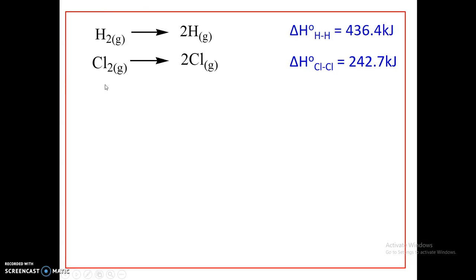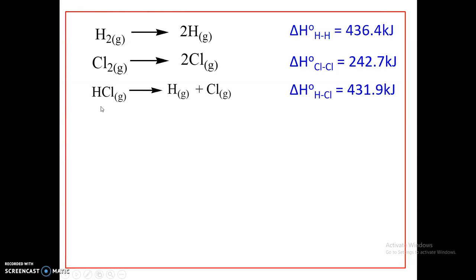Similarly, for chlorine, to break the bond between two chlorine atoms in 1 mole of chlorine gas, the energy required is 242.7 kilojoule, and this is the bond enthalpy of chlorine. This is also nothing but the enthalpy of atomization of chlorine as well as for hydrogen.